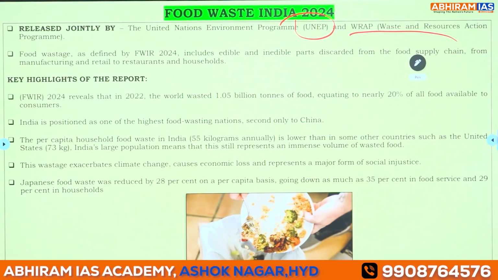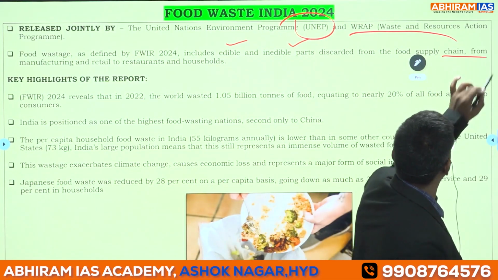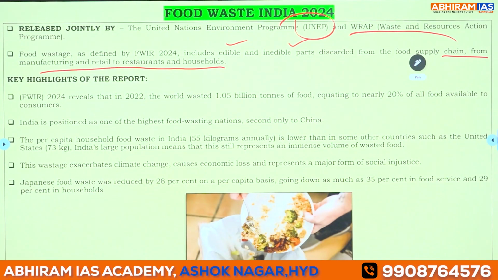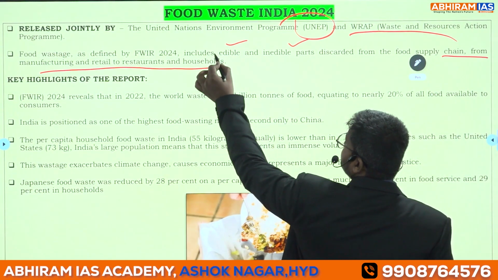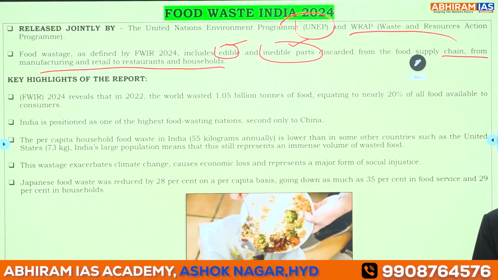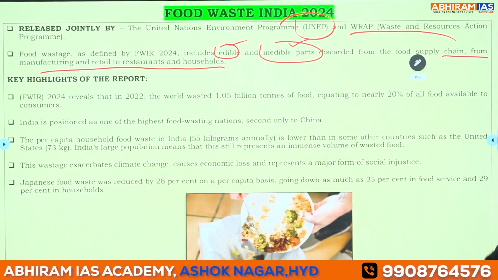Food wastage, as defined by the Food Waste Index, includes edible and inedible parts discarded from the food supply chain, from manufacturing and retail to restaurants and households. Remember this definition, because they might ask what is the exact definition of food waste. The keywords: it includes both edible and inedible parts. Edible means you can consume directly. So this definition is very much important.